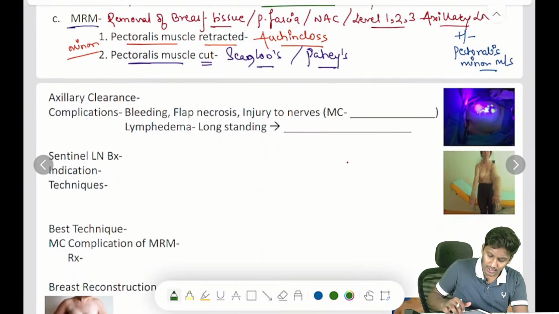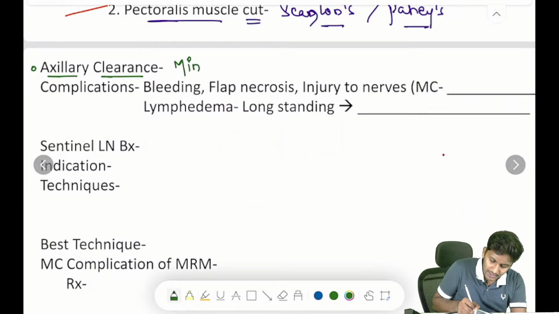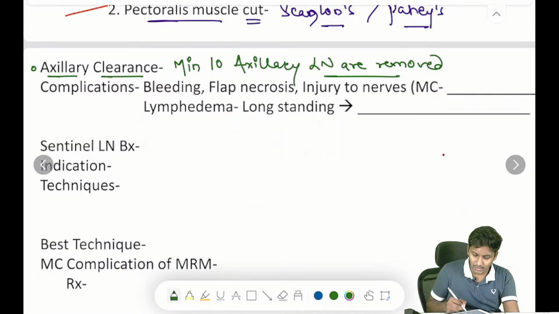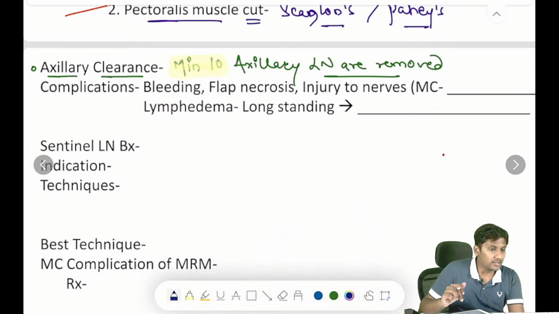How many lymph nodes are removed in axillary clearance, बच्चे? That has been a question. How many lymph nodes are removed? So you have to remove a minimum of 10 lymph nodes. Yes, minimum 10 axillary lymph nodes are removed. So when you do an axillary lymph node clearance, you have to remember a minimum of 10 of them will be removed. ठीक है, कम से कम 10 निकालना है तुम्हें. No issues with this anybody? Lymph nodes I am talking about. Level की बात नहीं चल रही, level 3 ही होती है. Lymph nodes, there are multiple lymph nodes. ठीक है, minimum 10 axillary lymph nodes are to be removed.